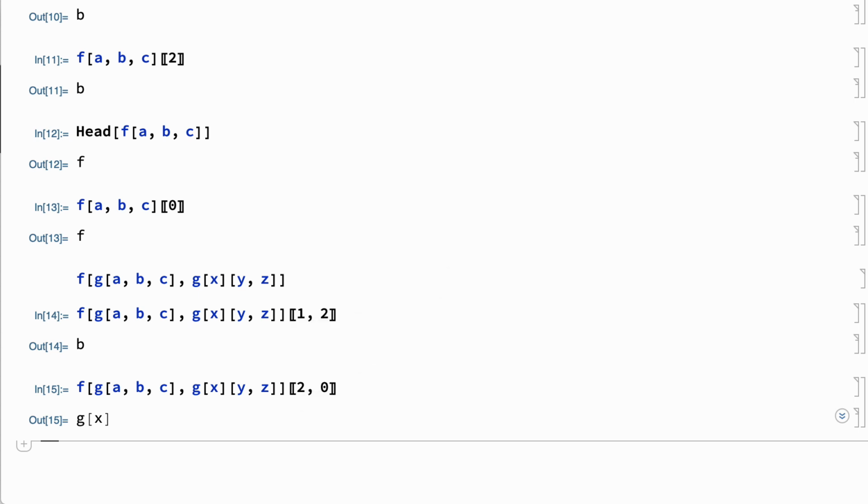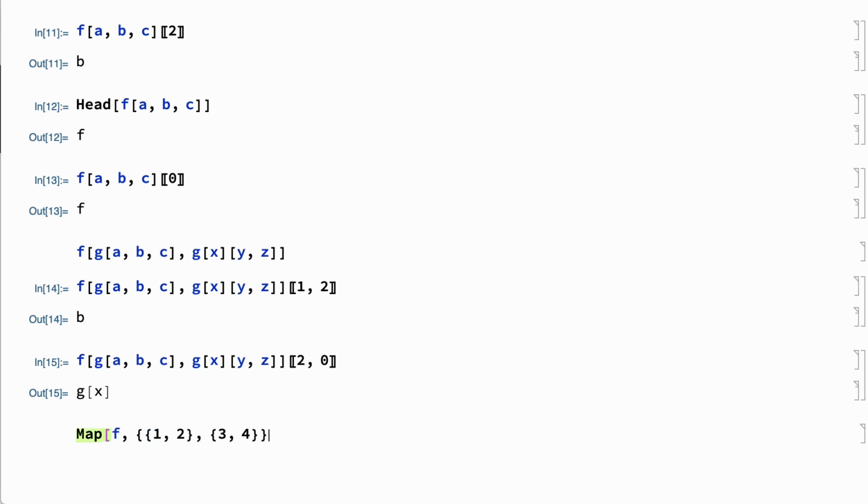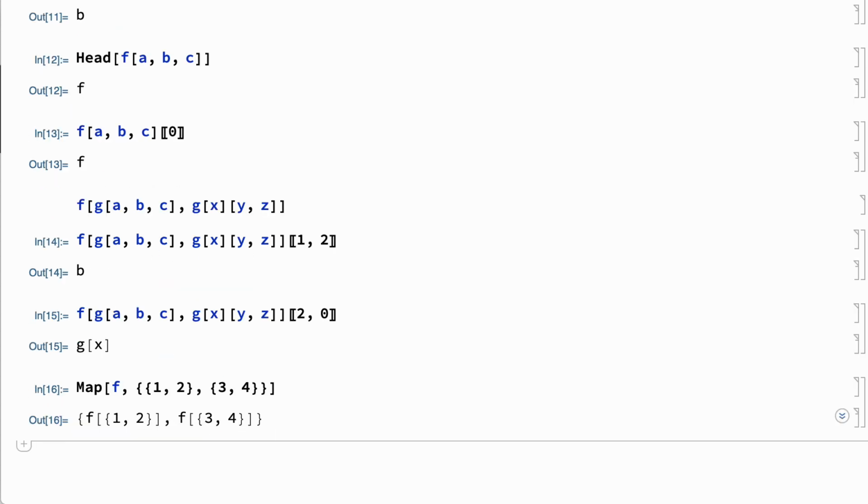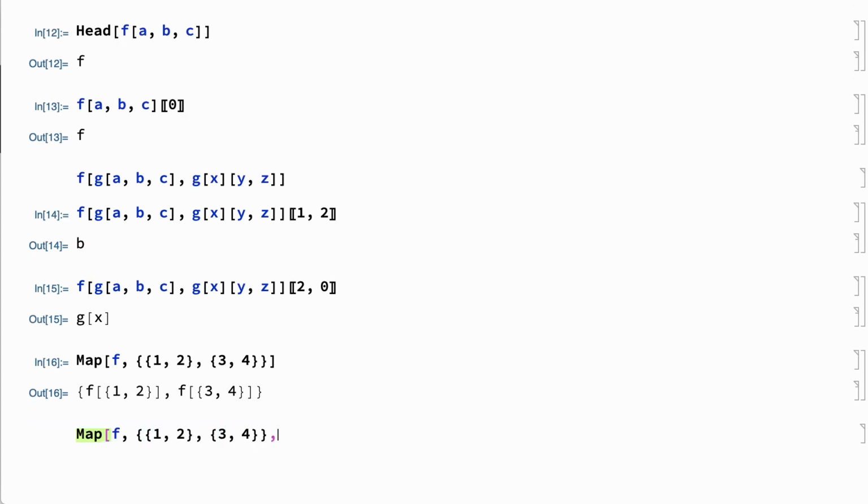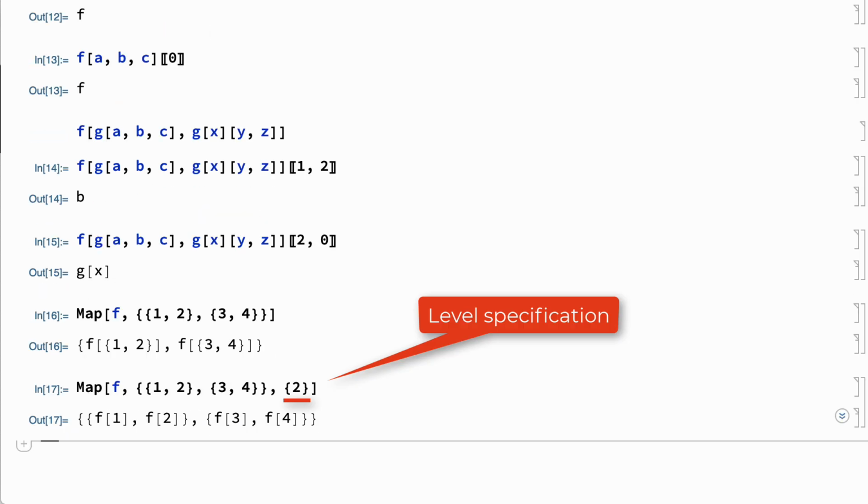There are many common operations where level specifications are used. For example, this input shows the default behavior of the map function, which is to apply a function at level 1. And this shows map used with an optional third argument, which serves as a level specification. The level specification list 2 specifies that the function should be applied at level 2. The elements at level 2 in this example are the elements of the sublists.